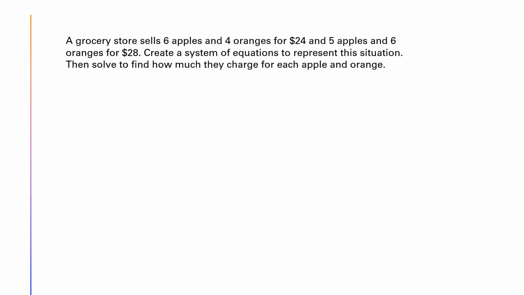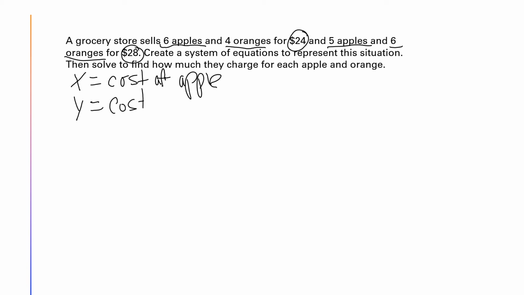A grocery store sells 6 apples and 4 oranges for $24 and 5 apples and 6 oranges for $28. Create a system of equations to represent this situation. Then solve to find how much they charge for each apple and orange. Okay, so first we need to set the variables. Let's let x equal the cost of each apple and let's let y equal the cost of each orange.